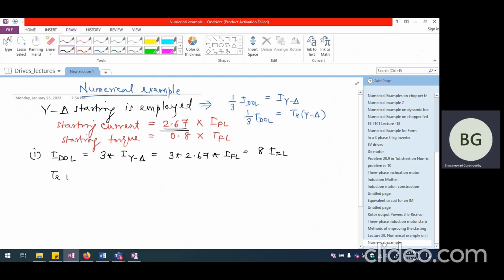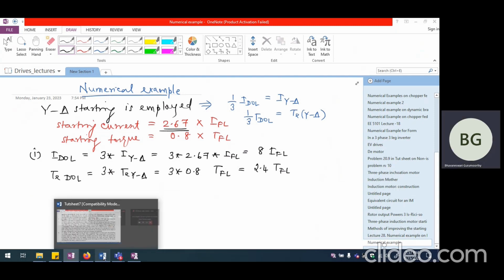Similarly, the torque corresponding to DOL, direct online starting, will be 3 times whatever is the torque during star delta starting. So that is going to be 3 times 0.8 times T full load. So that is going to be 2.4 times T full load. The full load torque as compared to that, this is going to be 2.4 times when I employ star delta starting for this particular induction machine.